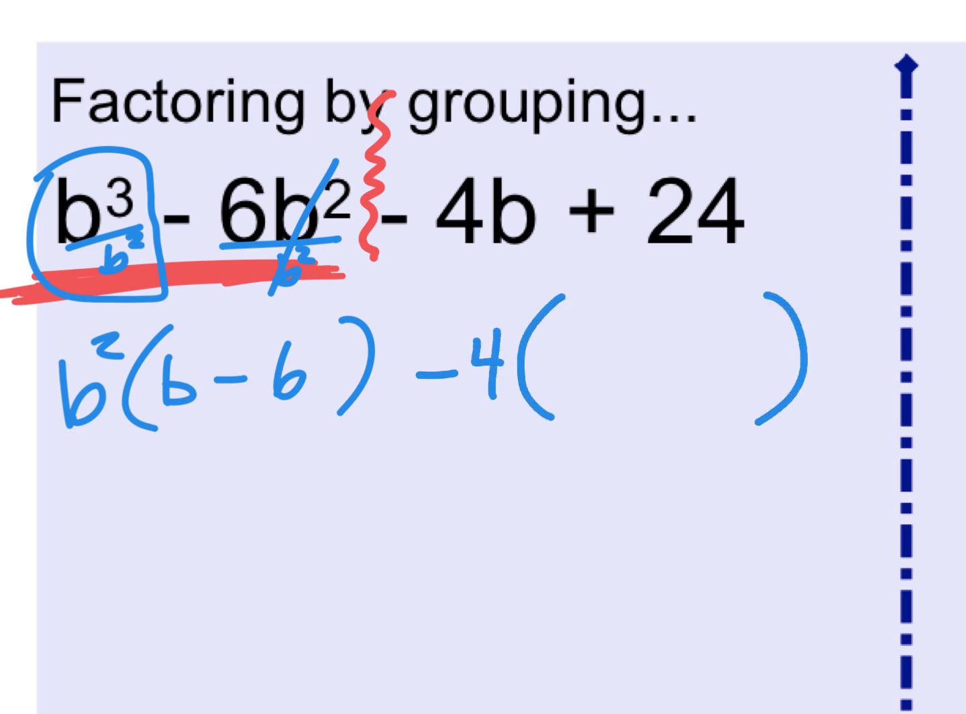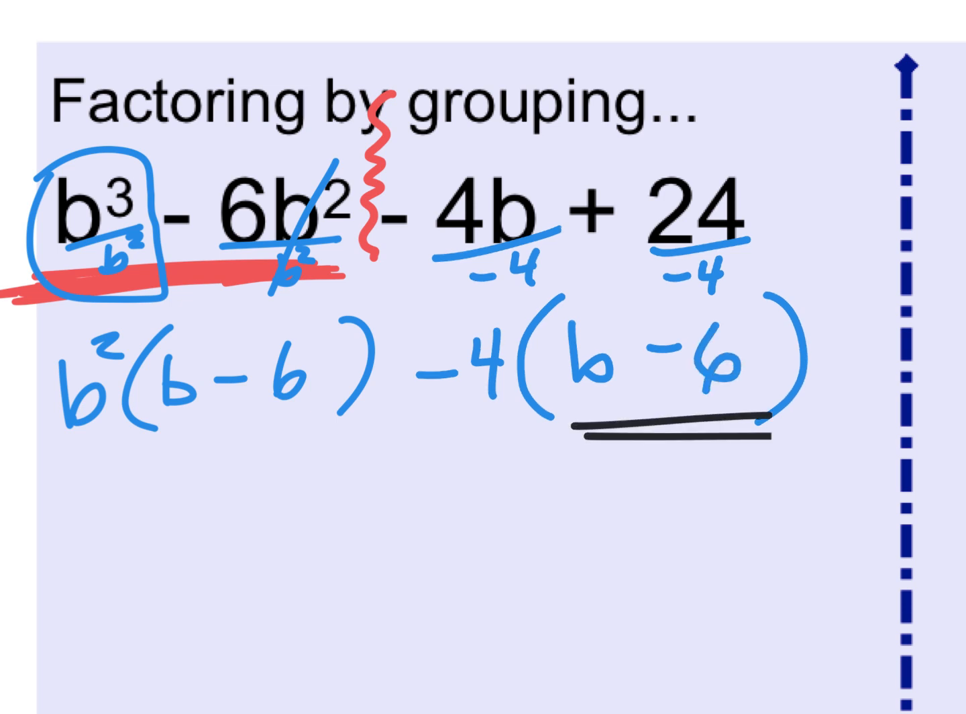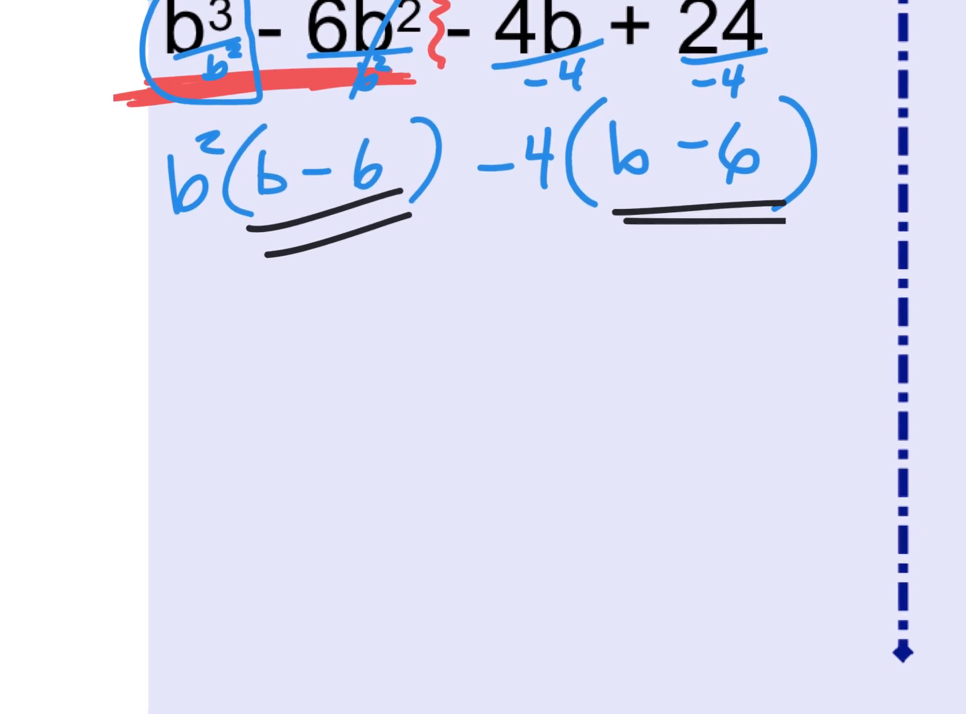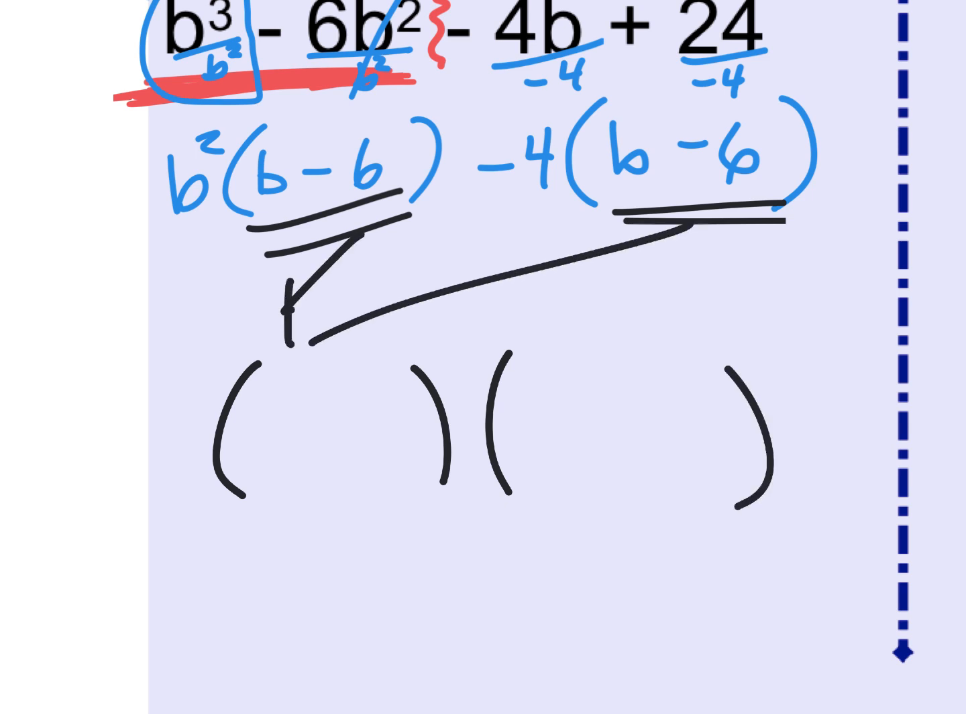Now, I totally get how a lot of you would have just put a 4 there. Put a minus 4 there. And what's left if you divide by negative 4 here and here? B minus 6. Coincidence? Of course not. We set it up on purpose so that factors out, and now those go to the front. And I get b minus 6.